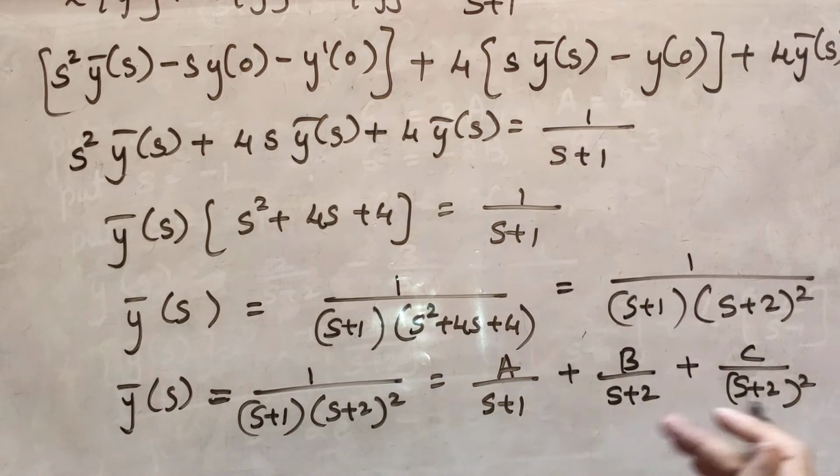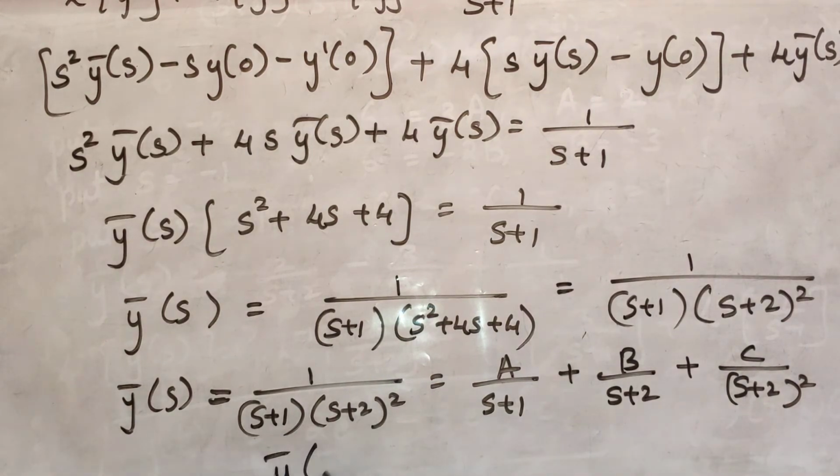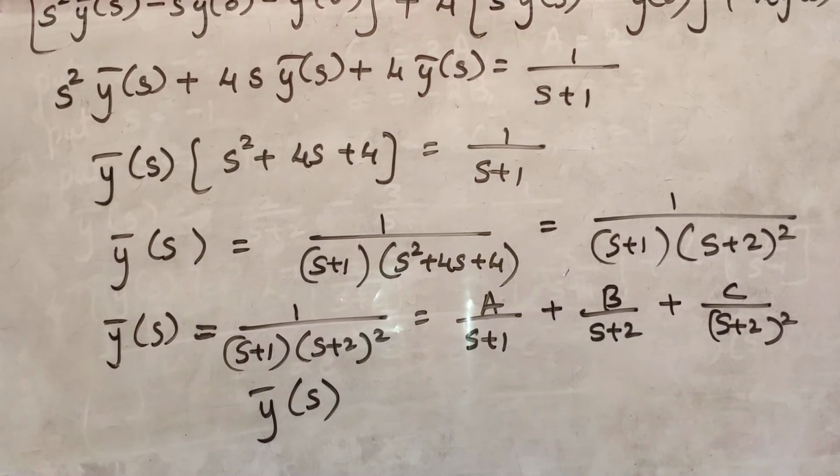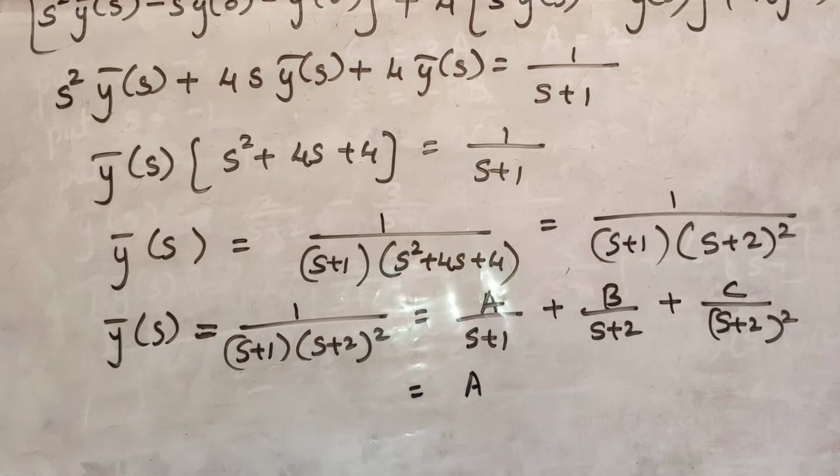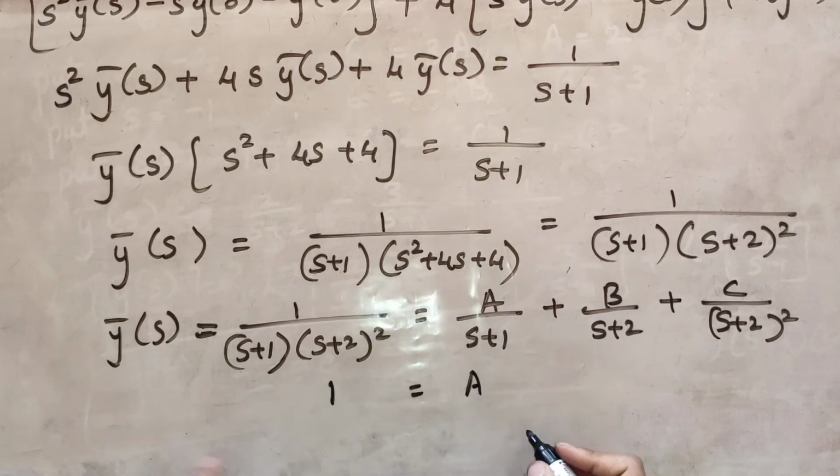Okay, that you will take actual this. So the number of times it is repeating, that many number of times you will take the brackets. Okay, so that you should know. So I'll just take the left hand side to be 1, not y bar of s. Here the left hand side is 1. So 1 is equal to A.